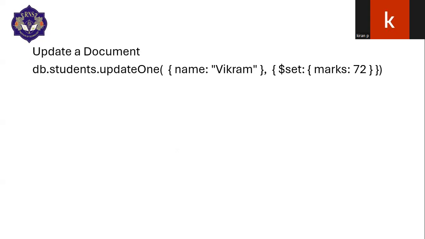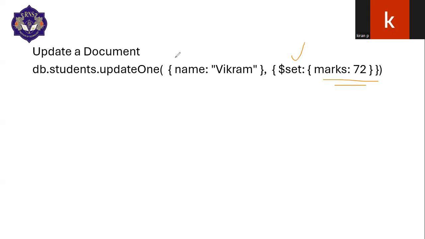Similarly, you can update a document. You can say db.students.updateOne. If you are updating many, you can say updateMany, but right now I'm just concentrating on updateOne. The name is Vikrant. What should be changed? I should set the marks value to 72. This is the only change that I'm trying to make.